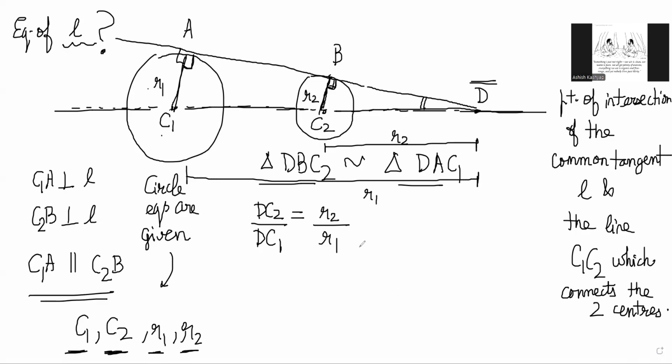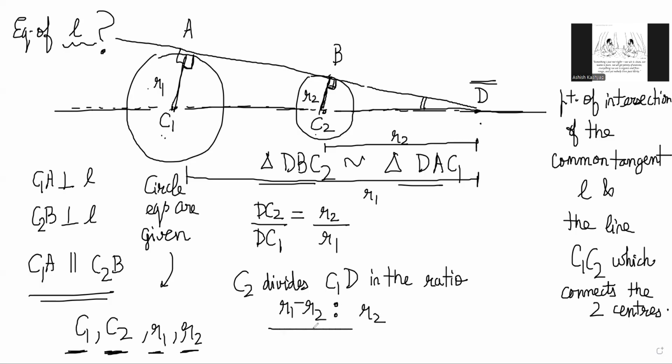So we know the ratio in which the point C2 divides the segment joining C1 and D. So we know C2 divides C1D in the ratio of R1 minus R2 is to R2, right? So now that we know the ratio in which C2 divides C1D, by the section formula, we can find the coordinates of D, right? The section formula will easily give us the coordinates of D.